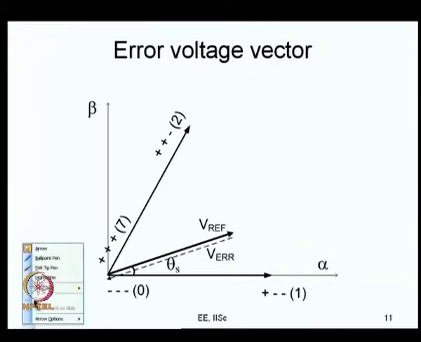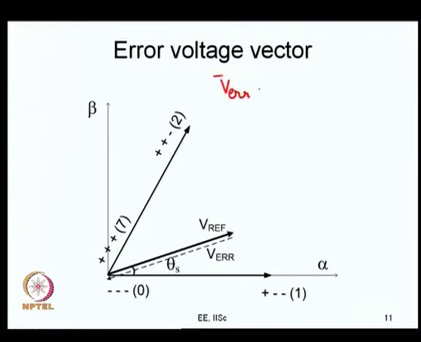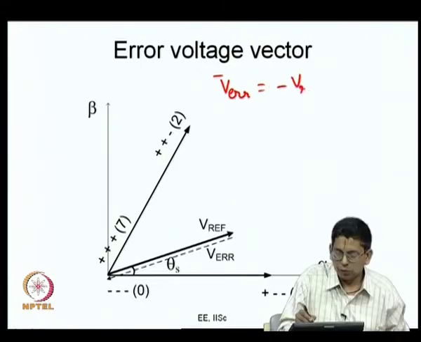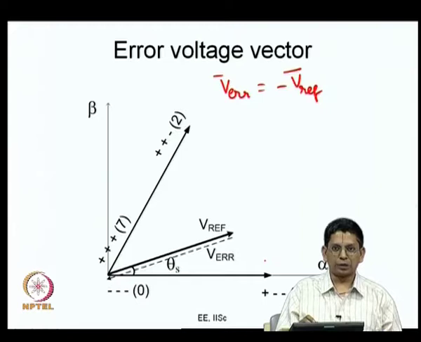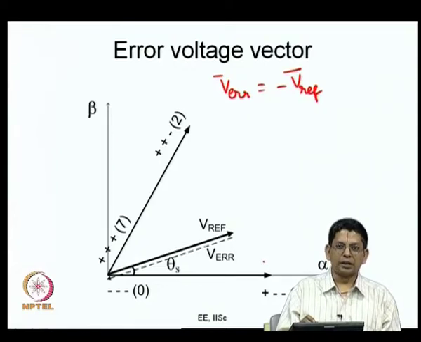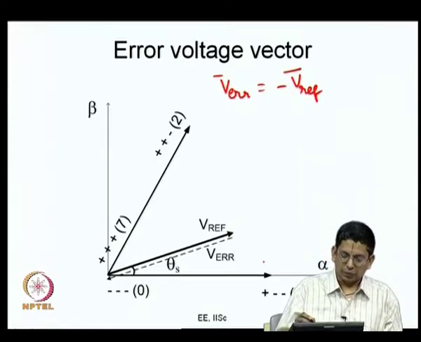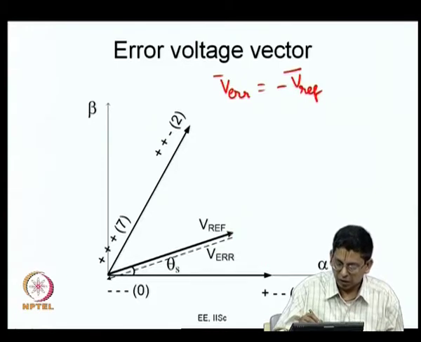So, let me just write it down quickly. So, you have this V error vector here is equal to minus V ref vector. So, this is what we have now. We can look at it in the dq domain also. I have just generally written it in the polar coordinates. I can write this in alpha beta. I can also write it in the dq domain, right. So, this is the dq domain that we discussed in the last class.